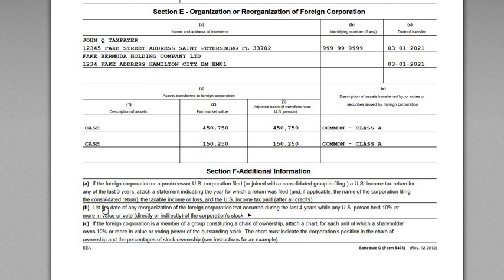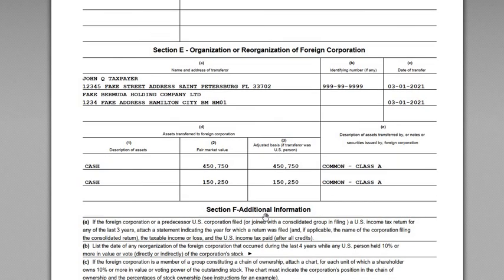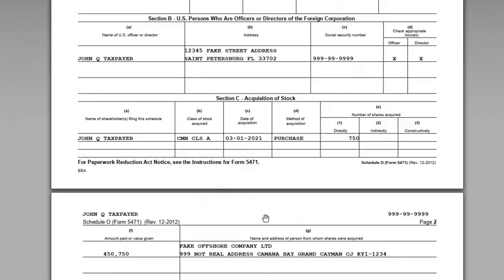Right, and then item B lists the date of any reorganization that occurred during the last 4 years. It doesn't apply here. This is a new company. And then lastly, if the foreign corp is a member of a consolidated group, attach a chart that shows the corporation's position in the chain of ownership, right? So put together a structure chart, organizational chart, and attach that behind this page of the Schedule O. Okay, so that covers it for this schedule.